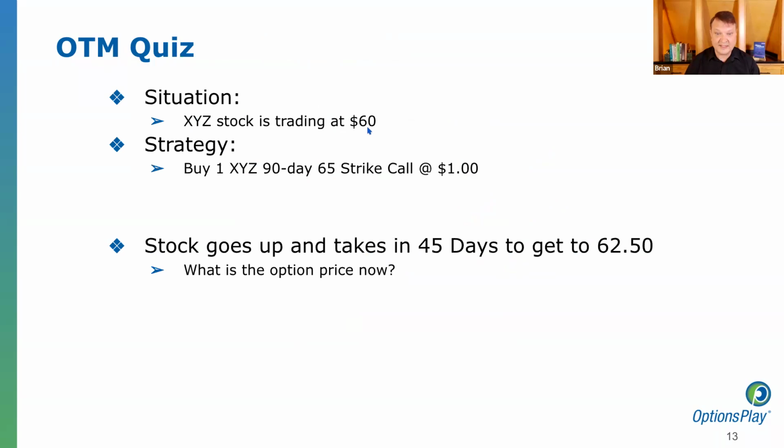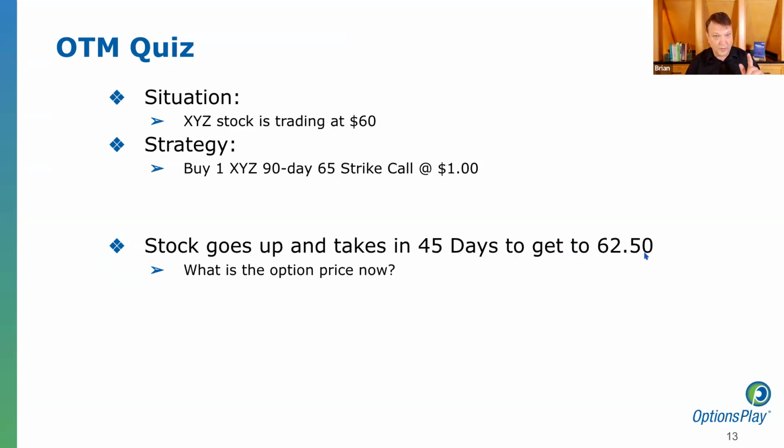XYZ stock is trading at $60. We're going to buy one 90-day 65 strike call. It's trading for $1. So here's my scenario. We just bought that option. It's $1. It's got 90 days to expiration. We're going to say that nothing changes except we are right on our forecast. The stock actually goes up to 62, but it takes 45 days to get to 62.